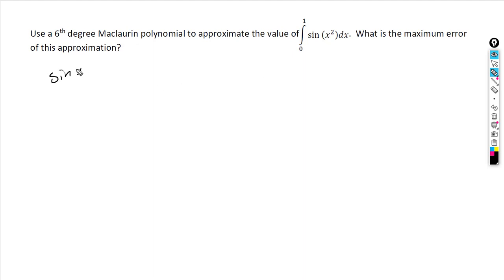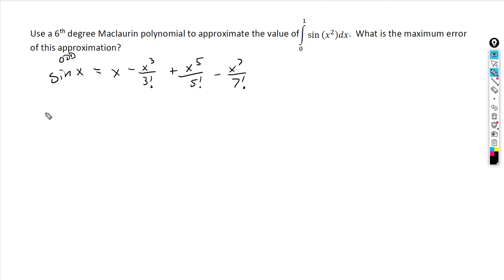Well, I know sine of x is equal to, these are the odd powers, so it's x minus x to the 3 over 3 factorial plus x to the 5 over 5 factorial minus x to the 7 over 7 factorial. Now, I might have to go more than that, but we're going to be okay for right now if I do this.